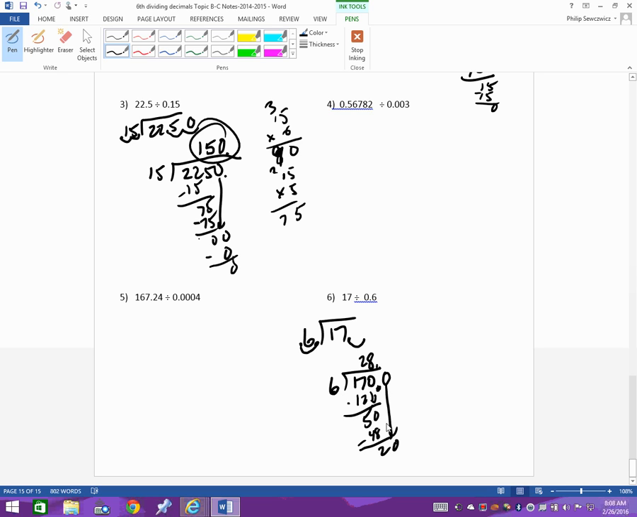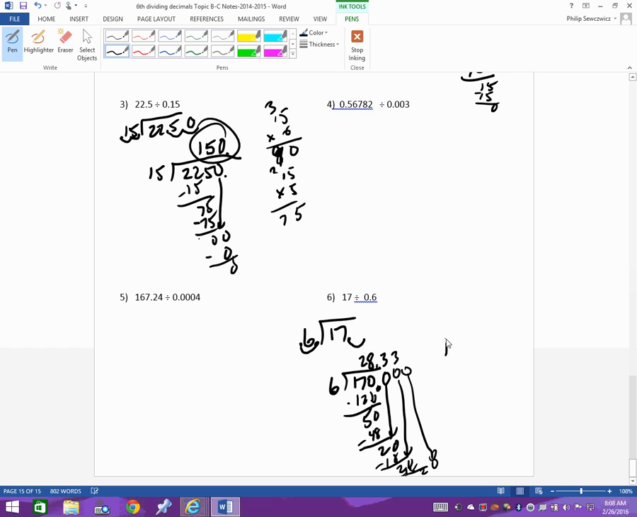How many groups of 6 can you take out of 20? Well, you can take 3 out. 6 times 3 is 18. Subtract, you get a 2. Add a 0, bring it down. How many groups of 6 can you take out of 20? Well, 3. Didn't we just do this problem? 3 times 6 is 18. Oh my goodness, I get a 2 again. Add a 0, bring it down. It's going to keep going. This problem's never going to end.